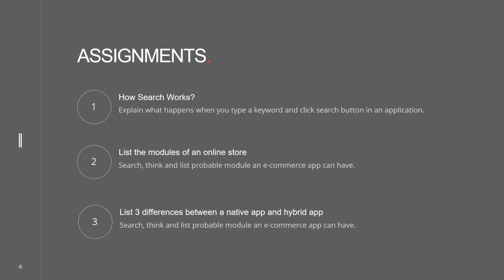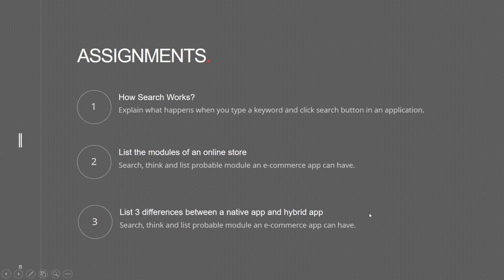So you can also search and look into it, and then list the number of modules it can have. You don't have to list down all the modules. What do you think are the modules there? You can list 5 or 10, whatever you can.